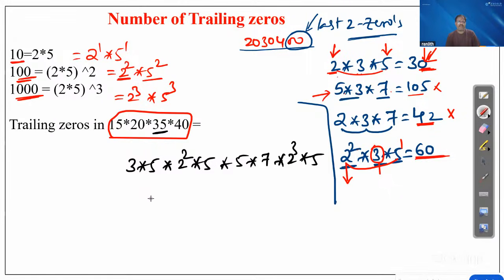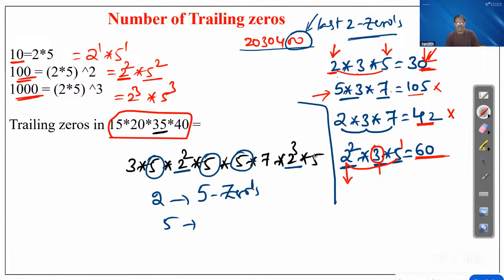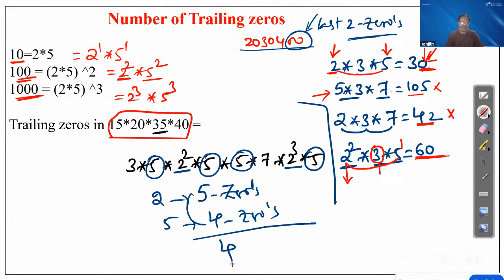Now we need to check how many 2's and how many 5's. 2's will be 2 square and 2 cube, so the number of 2's is 5. Number of 5's will be 1, 2, 3, 4, so that is 4. What is the least power? Out of 5 and 4, the common will be 4. So the number of zeros is also 4 in the given multiplication.